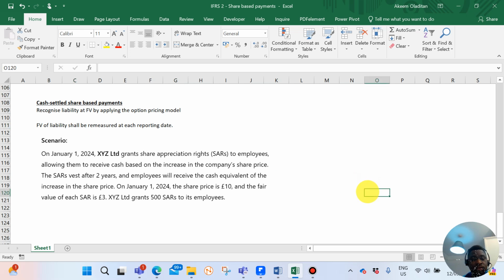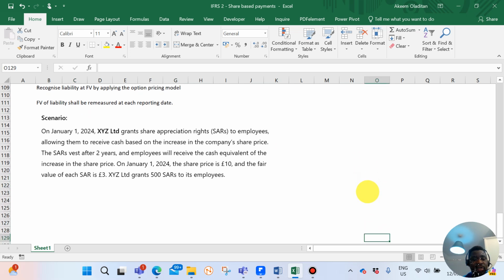So let's now look at the scenario that we have here to work on the cash settled share-based payment. I won't be talking about option pricing models, so I'll do another separate video for that. The question says, on January 1, 2024, XYZ Limited grants share appreciation rights to employees, allowing them to receive cash based on the increase in the company share price. This is share appreciation rights. The SARs vest after 2 years, which is the vesting period.